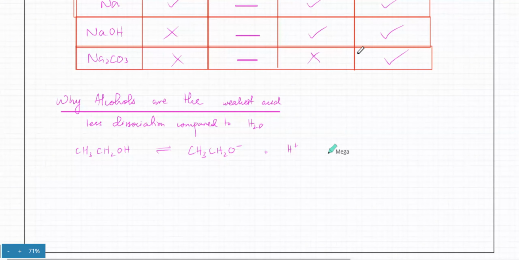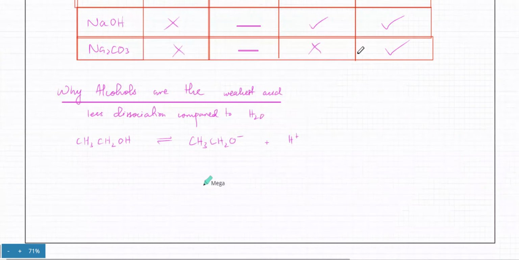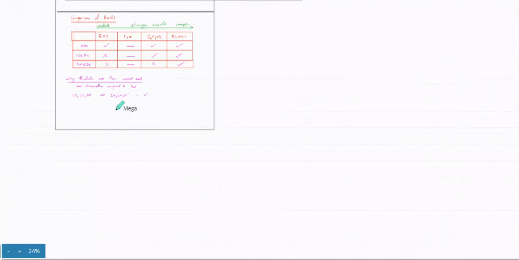Water dissociates very little. The amount of ions that it produces is 1 into 10 to the minus 7. Alcohol dissociates even less compared to water. So if you have alcohols, most of it is not going to dissociate. So why? What's the reason? You'll be asked why alcohols don't dissociate.